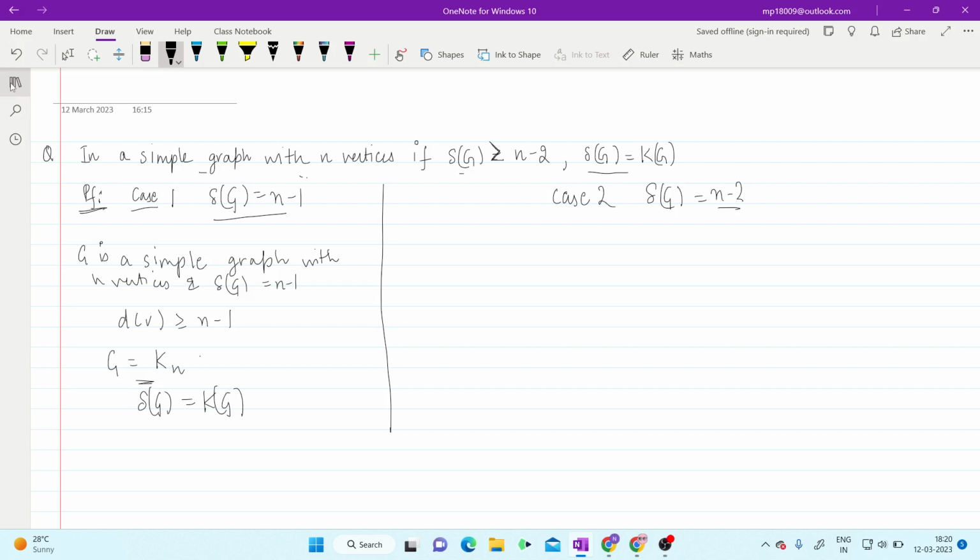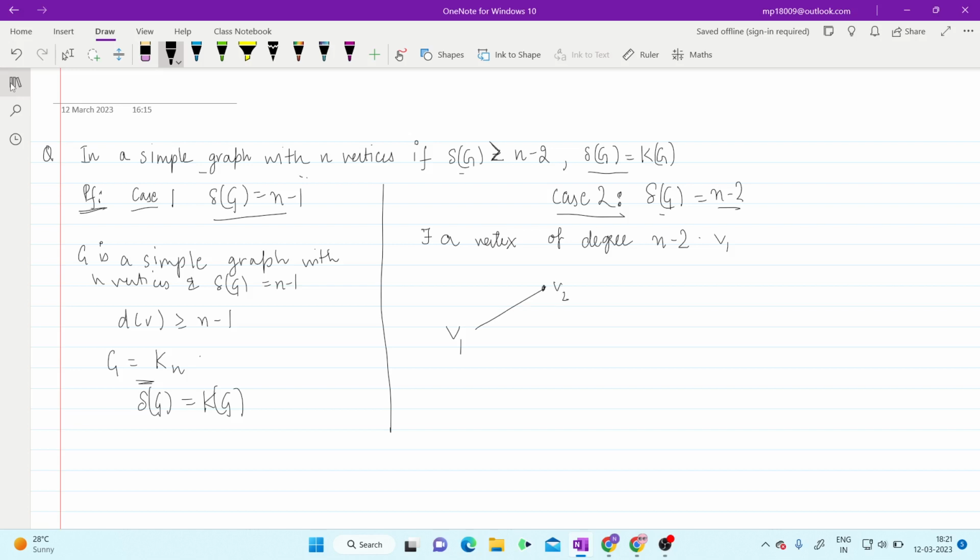Case 2 is when delta G is equal to n minus 2. So basically, suppose the minimum degree is n minus 2. That means there exists a vertex of degree n minus 2, say V1. So we have a vertex of degree n minus 2.